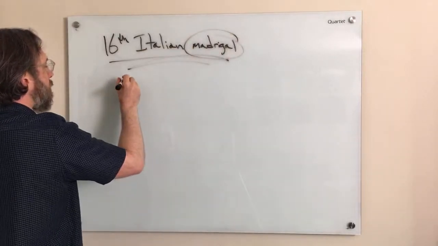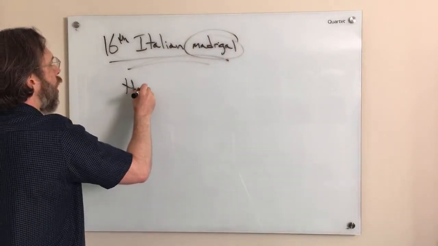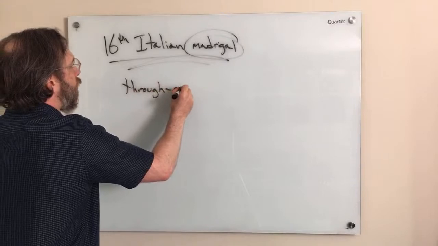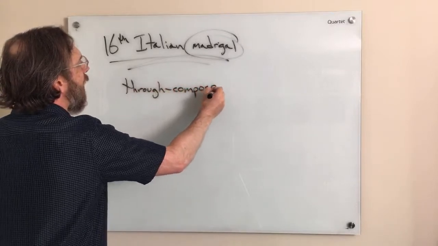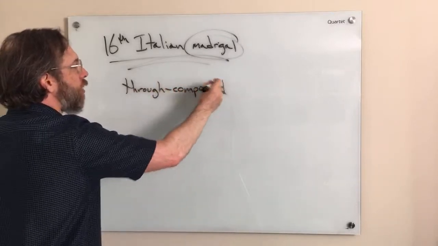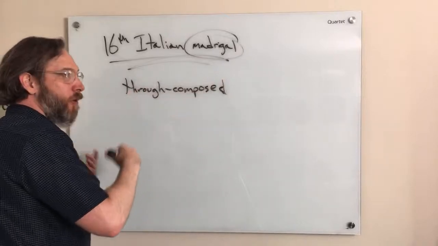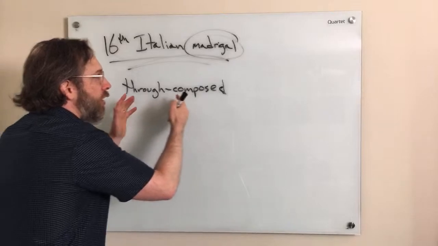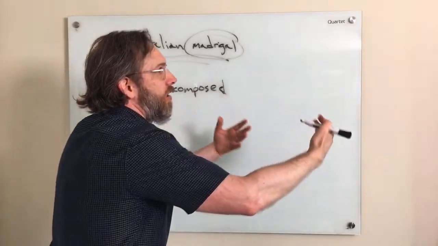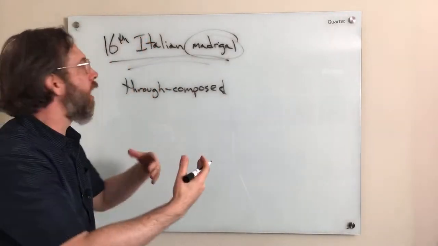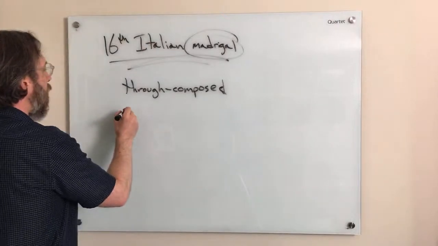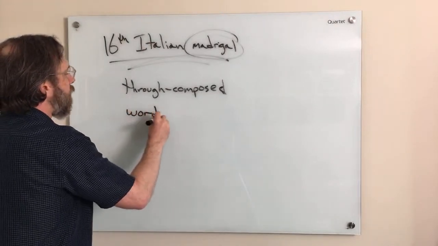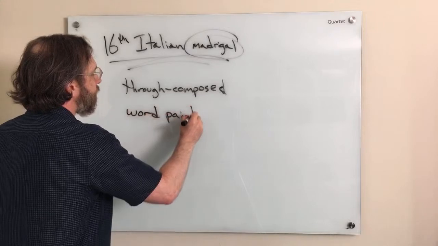So it was a through-composed song. What that means is it didn't have any obvious repetition. It wasn't like verse, chorus, refrain, verse, chorus, refrain. It was through-composed, so it was kind of like section, section, section, section, just evolved and unfolded. And one of the things they used extensively was something called word painting.